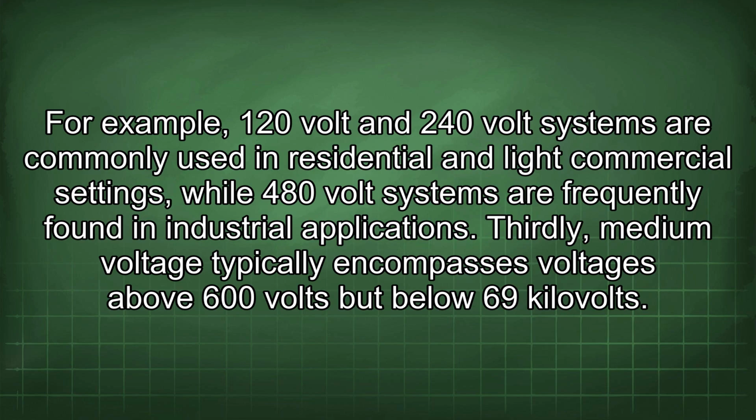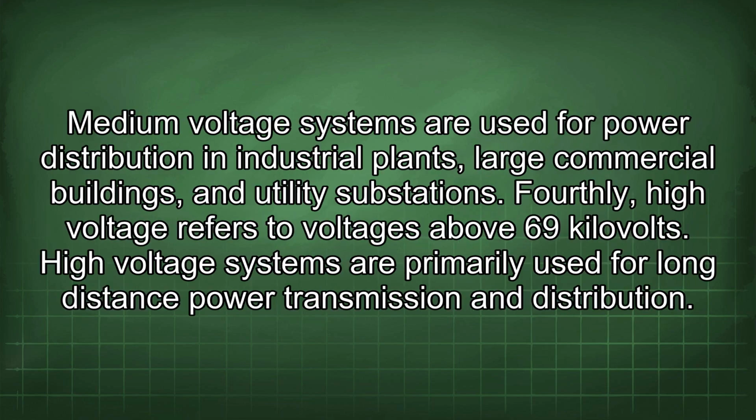Thirdly, medium voltage typically encompasses voltages above 600 volts but below 69 kilovolts. Medium voltage systems are used for power distribution in industrial plants, large commercial buildings, and utility substations. Fourthly, high voltage refers to voltages above 69 kilovolts. High voltage systems are primarily used for long-distance power transmission and distribution.